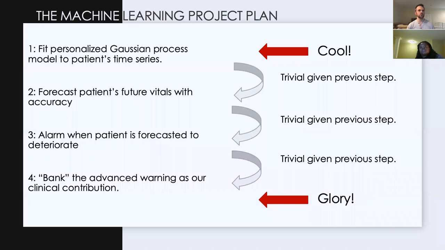Now, the emotional side of it is something more like this. Fitting the Gaussian processes is cool. So I'll work on that. But once I fit the Gaussian processes and I'm good at that, the forecasts naturally fall from being able to fit those models. So that's a trivial step once I've done step one. And once I have my forecast, knowing whether there's an alarm threshold is trivial too. And then once I know that there's an alarm, calculating the difference between when I alarmed and when the patient actually deteriorated is trivial as well. So between step one, which is the cool fun step, and the glory at the end where I've now really contributed to my field, I do one thing right and then the rest trivially falls through. And so was my belief system at that time.